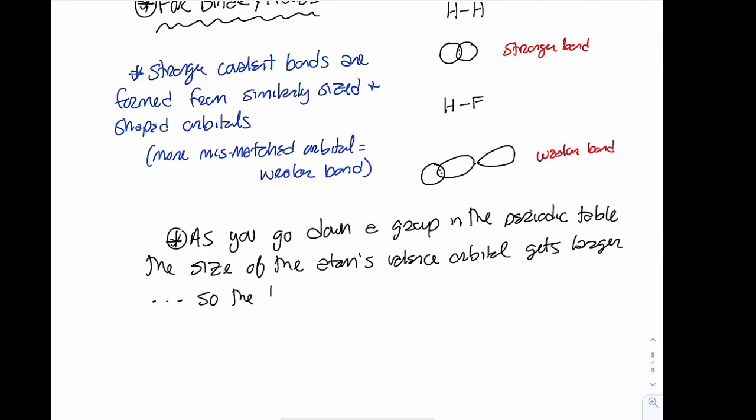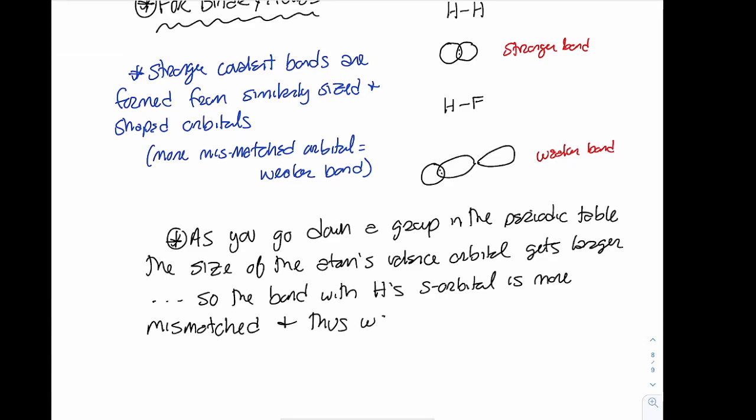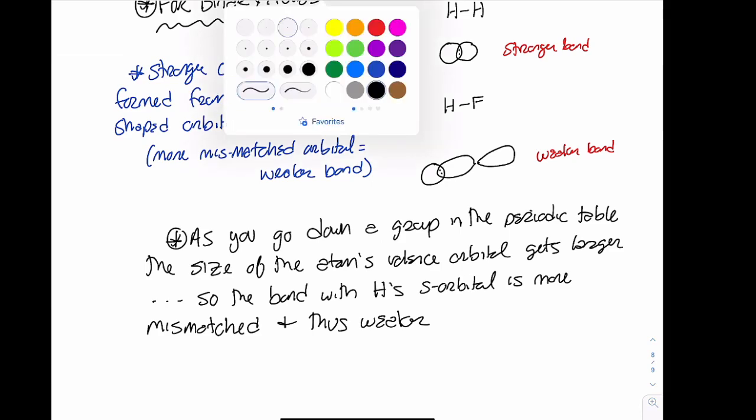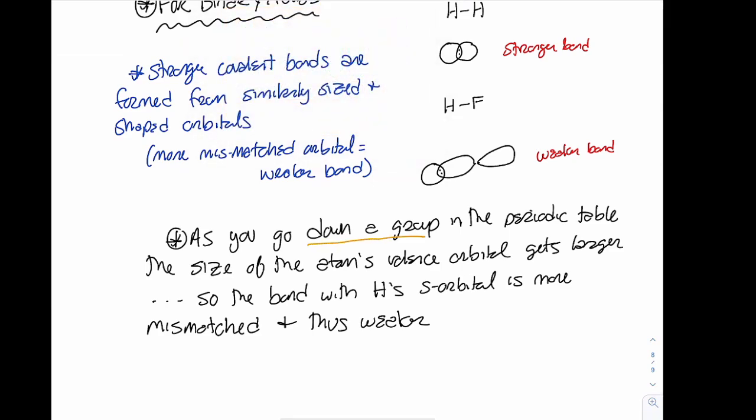So the bond with hydrogen's s orbital is more mismatched and thus weaker. So as we go down a group in the periodic table, the size of that anion is going to be the important factor, right? As I go down a group, size is going to be my factor.